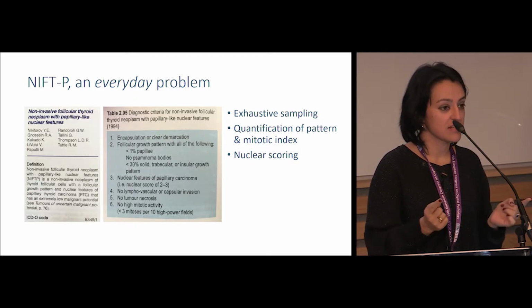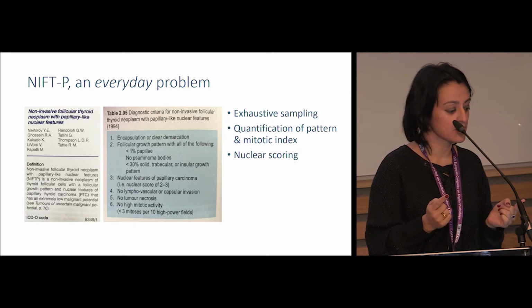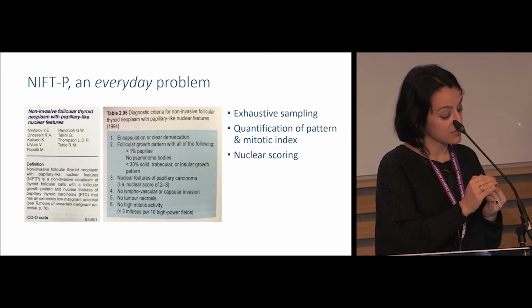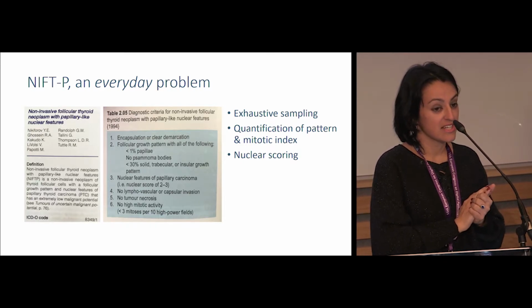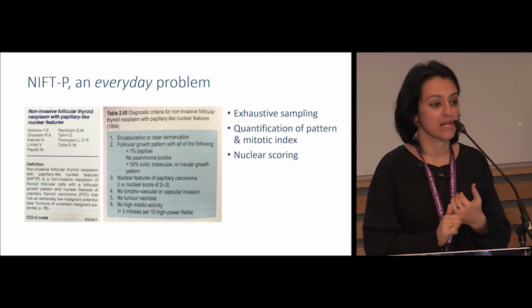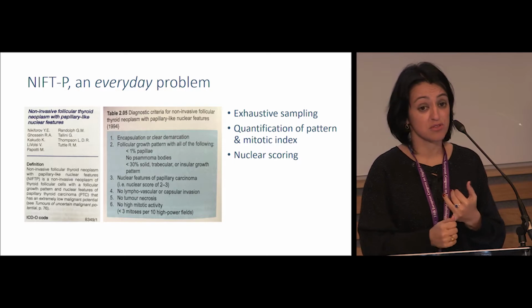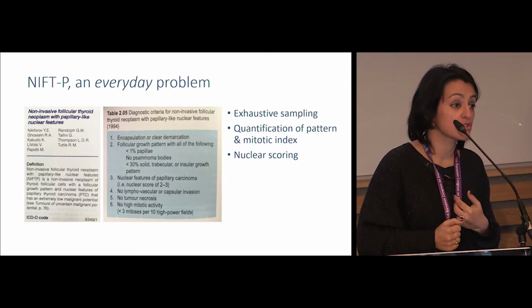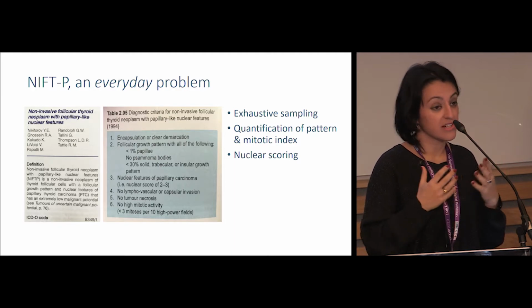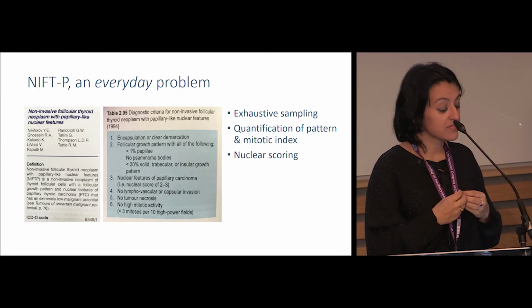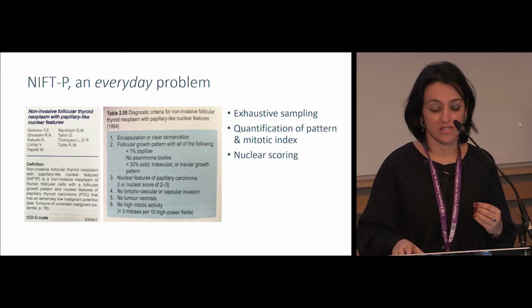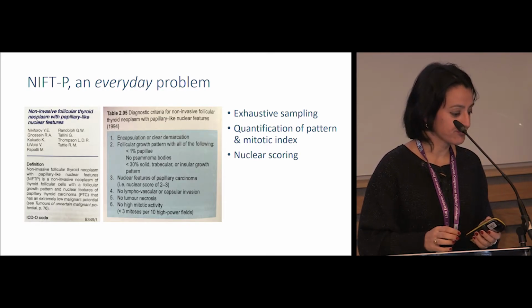So it's non-invasive, it does have PTC-type nuclei, and there are 6 features that we need to exclude. We need to make total inclusion of the capsule of the tumor and observe it. We need to make total inclusion of the tumor to see the pattern, quantify the pattern, quantify mitosis, quantify nuclear scoring, and all of these are measurements that could benefit from automatization.